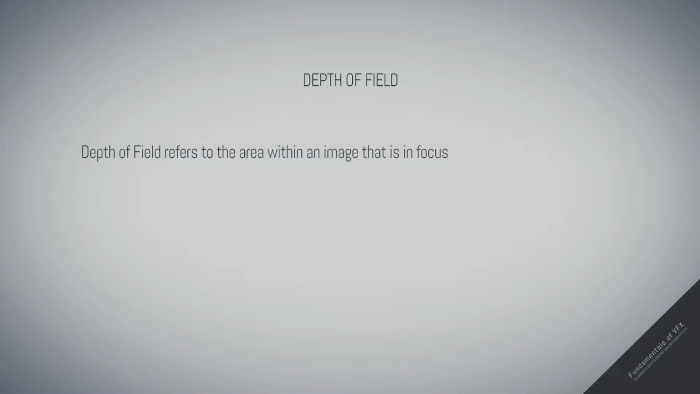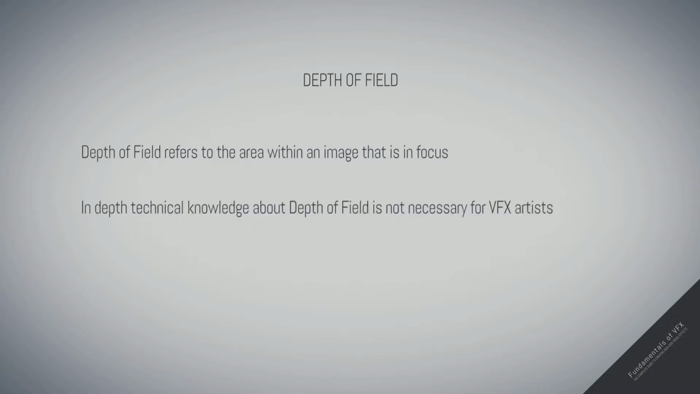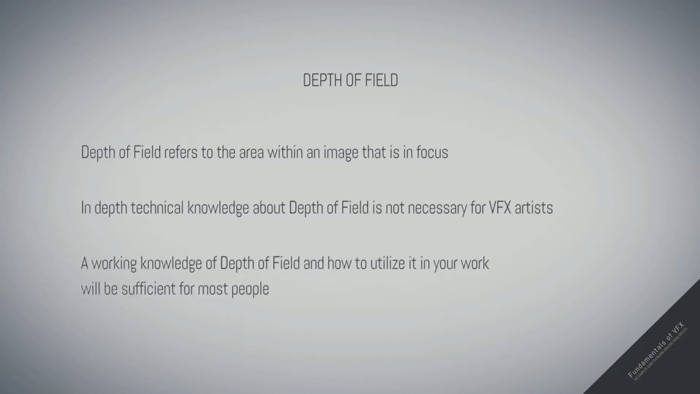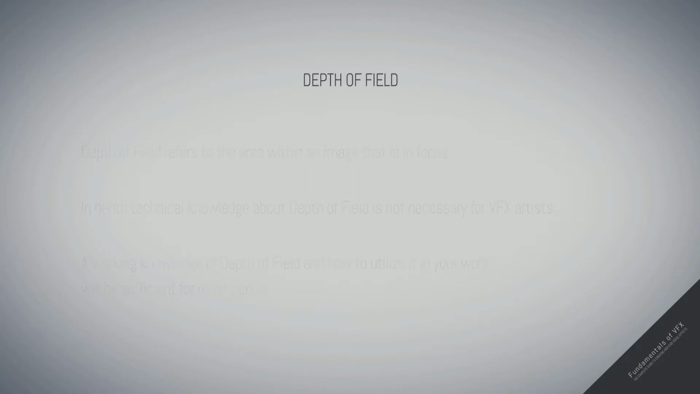Depth of field is the term for the amount of depth blur in an image. Technically, however, this is incorrect because depth of field actually refers to the area that remains sharp in the image. For the purposes of this course, it is not necessary for us to go into all the technical details of depth of field, such as the circle of confusion and its calculation formulas. What is important for you as a VFX artist is that you have a basic understanding of what depth of field is and how it works.